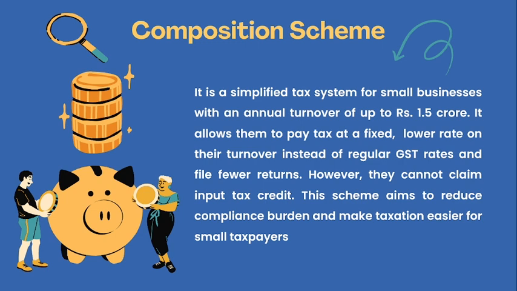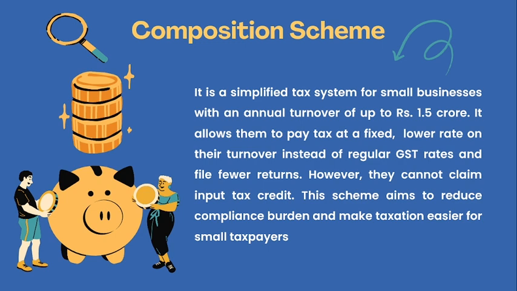However, it is not available to businesses making interstate supplies, supplying goods through e-commerce operators, providing services other than restaurant services, manufacturing notified goods like ice cream, pan masala or tobacco, or to casual and non-resident taxable persons. Under this scheme, manufacturers and traders pay GST at 1% of turnover, restaurants pay at 5%, and certain service providers under special notification at 6%.